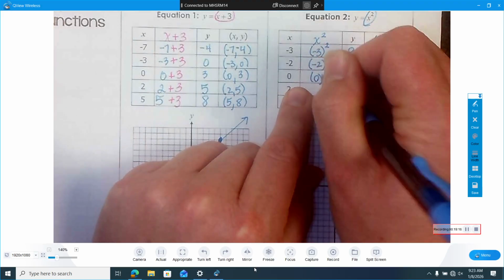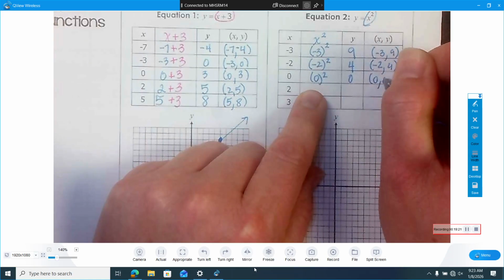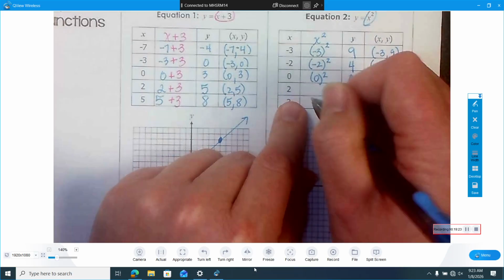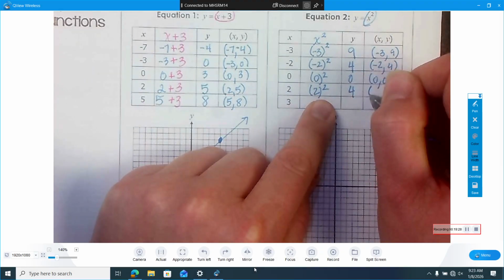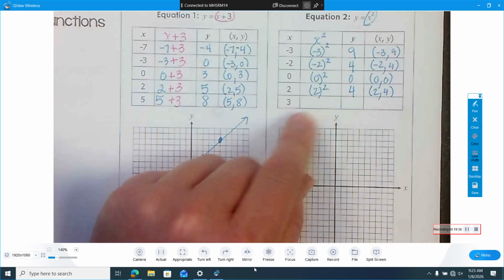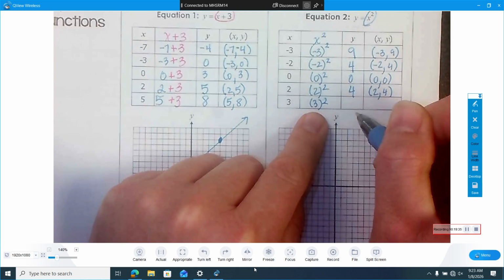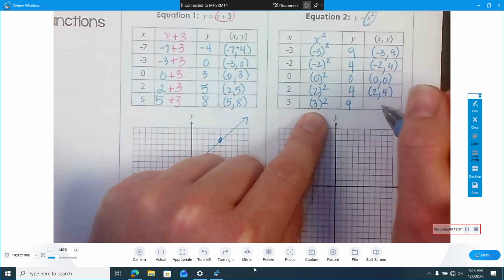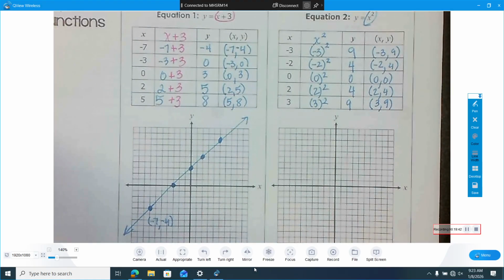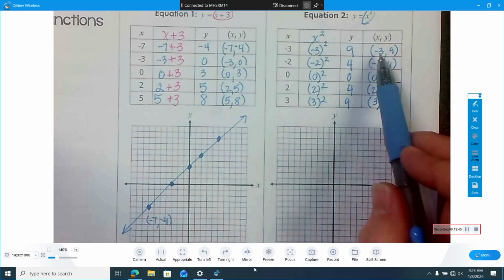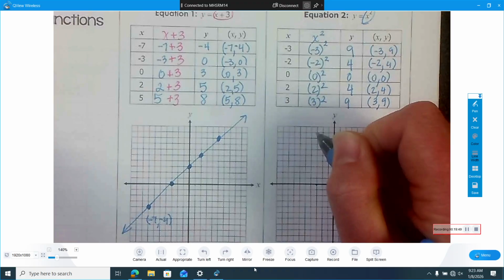I'm going to plug in a 0 and square it. What is 0 squared? 0. So that's the ordered pair 0, 0. And if I plug in a 2 and square it, 2 times 2 is 4. So we get the ordered pair 2, 4. And last, we have 3 being squared, which is 9. 3 times 3 is 9. So we get 3, 9 for my ordered pair. And now we can go ahead and graph those and see what shape this one makes. So I'm going to graph -3, 9. That tells me go left 3 and up 9.